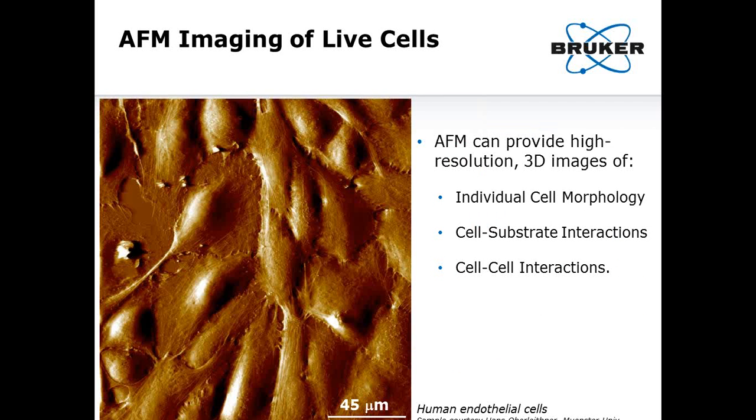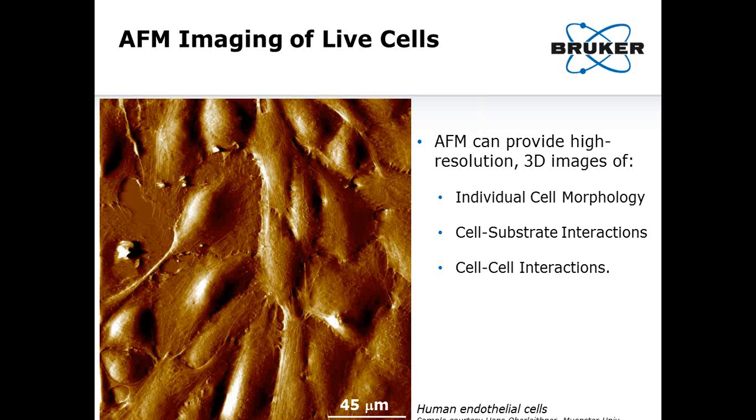AFM can provide high-resolution, three-dimensional images of live cells. Looking at the AFM image on this slide of human endothelial cells, you can see the high level of structural detail in the cells, like the individual actin fibers, which typically rely on fluorescence labeling to view optically. Fluorescence imaging, however, requires the presence of a certain amount of fluorophore for a structure to be detectable in the image.